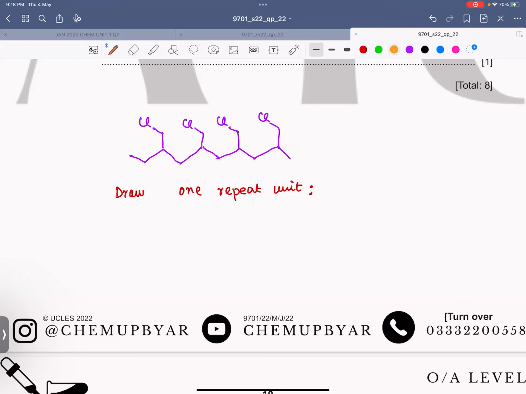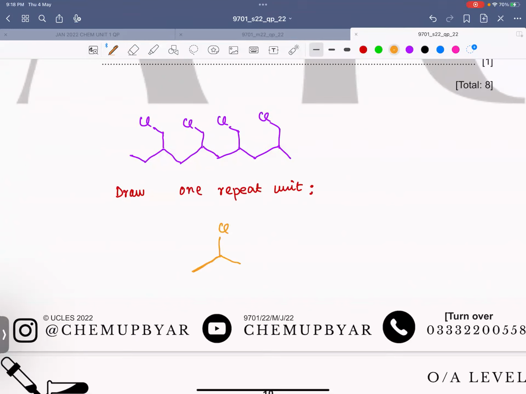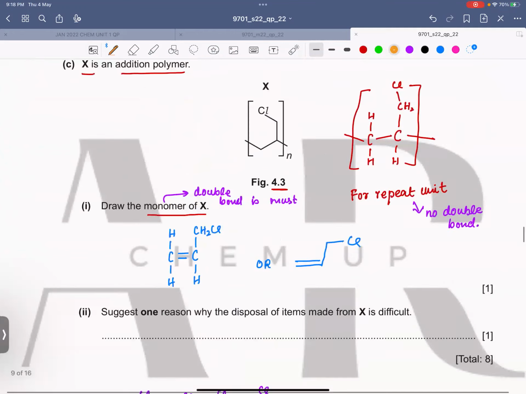So here in this case, you have to show these 2 carbons, then a chlorine over here, then an empty bond over here, and an empty bond over here, like this only. That's it. So whenever you have to show the repeat unit, you don't make a double bond between the carbon atoms. That's what I have mentioned over here.